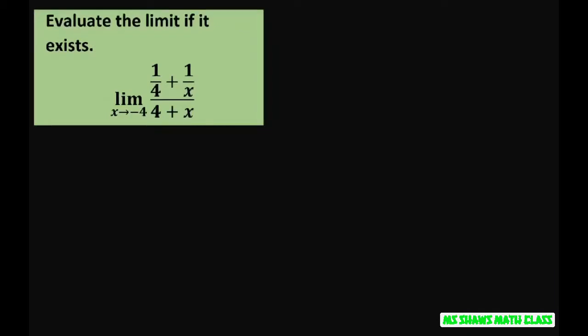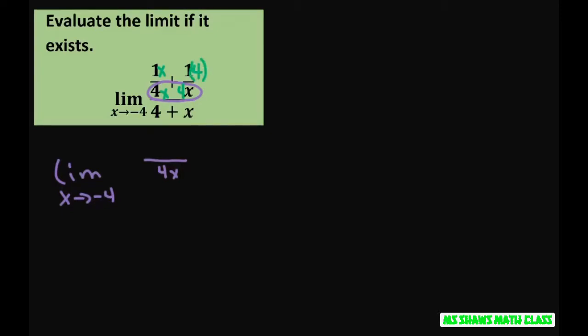The first thing we notice is that if I get the common denominator for this, the common denominator is 4x. So I'm going to write this as the limit as x approaches -4, and my common denominator is 4x. To get a 4x here, I need 4x on both. So if I put an x here, I have to have an x here. If I put a 4 here, I have to have a 4 here. So that's 4 times 1.